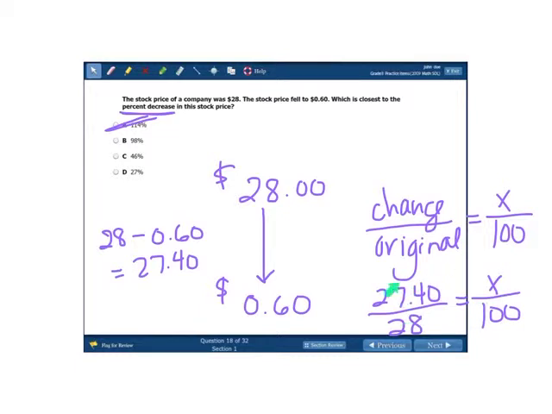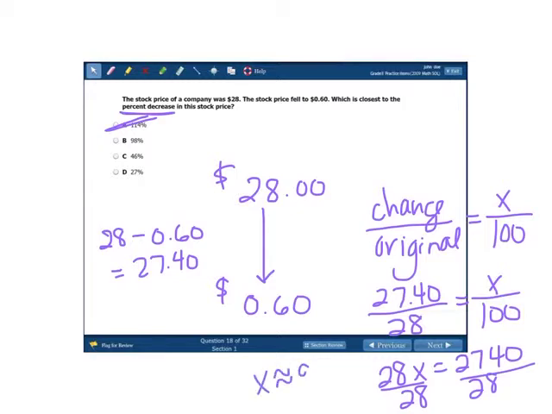In a proportion, all you got to do is cross multiply and divide, and you've got your answer. So 28 times x is 28x. 2740 times 100 is 2,740. Divide both sides by 28. And we get 97.8. So when we round it to the nearest percent, x is approximately equal to 97.8. That's 98%.